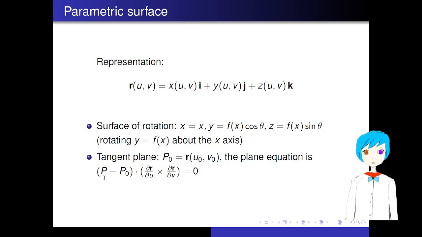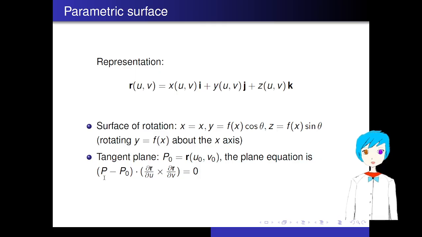As a special case, we can get a parametric surface by rotating a curve in the xy plane about the x-axis. Suppose we have y = f(x). If we rotate it about the x-axis, then we get x = x, y = f(x) cos θ, and z = f(x) sin θ.